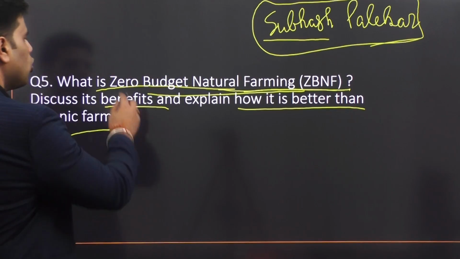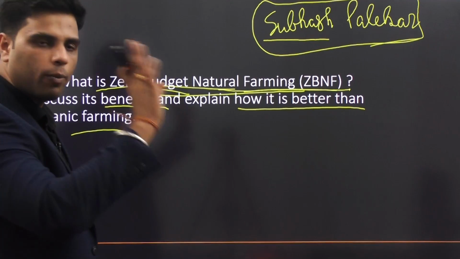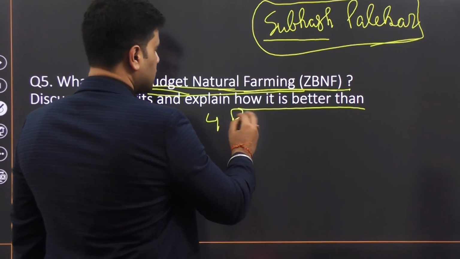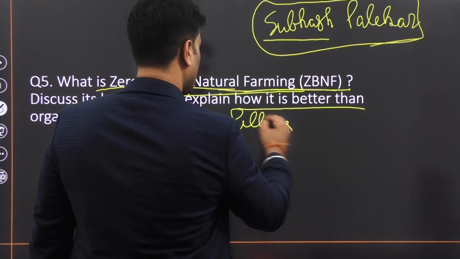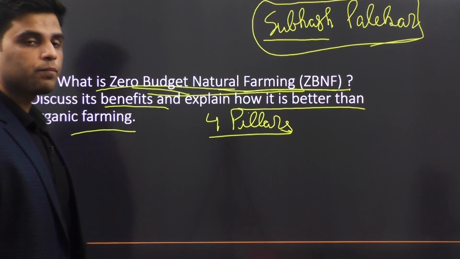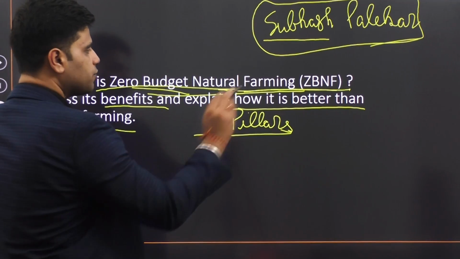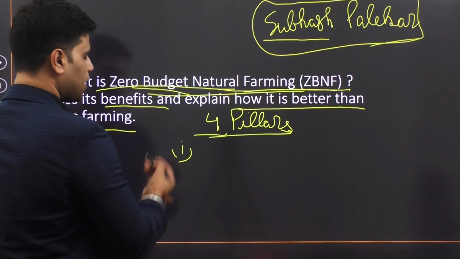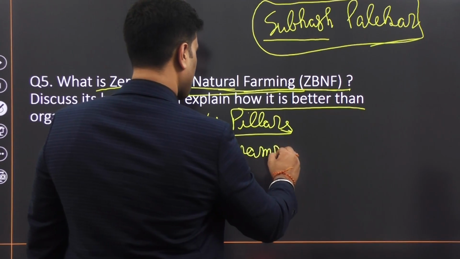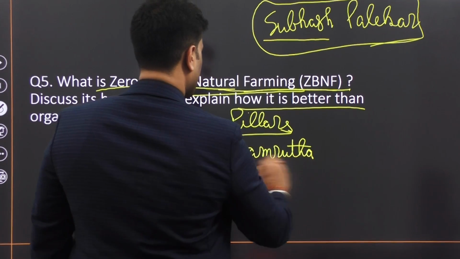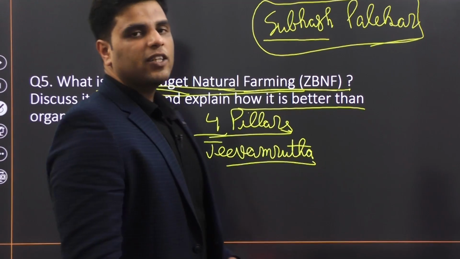Now, you know, zero budget natural farming consists of 4 pillars. ZBNF is very popular in southern India, Maharashtra, Karnataka. All right. So what are the 4 pillars of zero budget natural farming? Pillar number 1, Jeevamruta. Well, what do we mean by Jeevamruta?